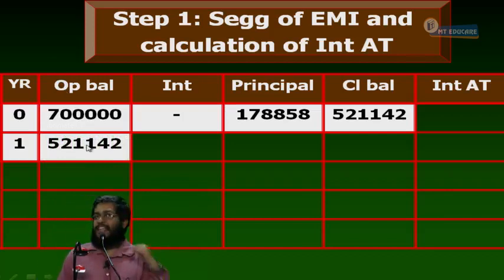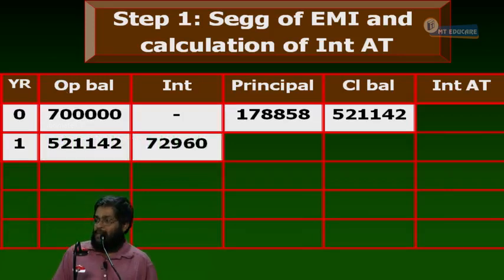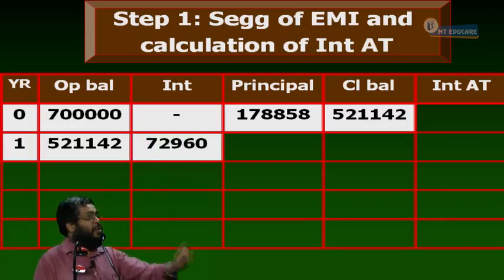On this, they charge how much percent interest? 14%. Please calculate all of you. What is 14% on this number? 72,960. At the end of the first year, I have to pay the bank 72,960 interest. Stop right. You give the second check to the bank. How much pays?